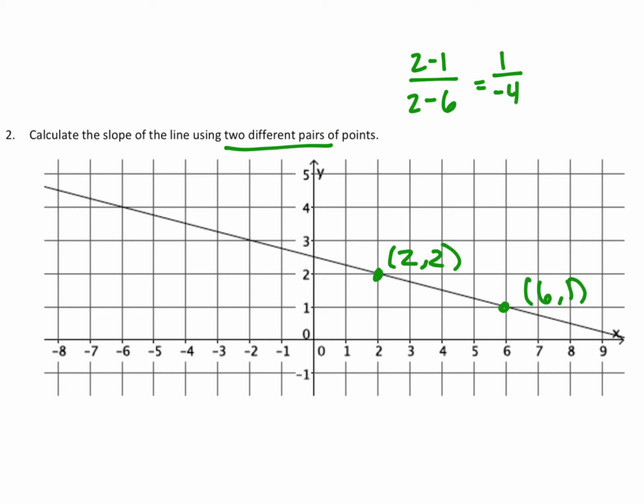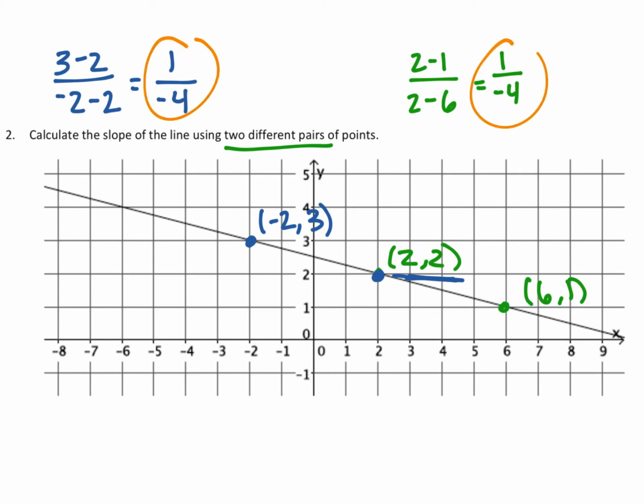Now let's use 2 different points. I can use this one again as long as I pair it with something different. So this one is negative 2, 3. And I'm going to use this one again, just pair it with something different. All right, so I have the y values subtracted from one another, and then I have the x values subtracted from one another. 3 minus 2 is 1. Negative 2 minus 2 is negative 4. And sure enough, we get the same slope, even though we used 2 different points.